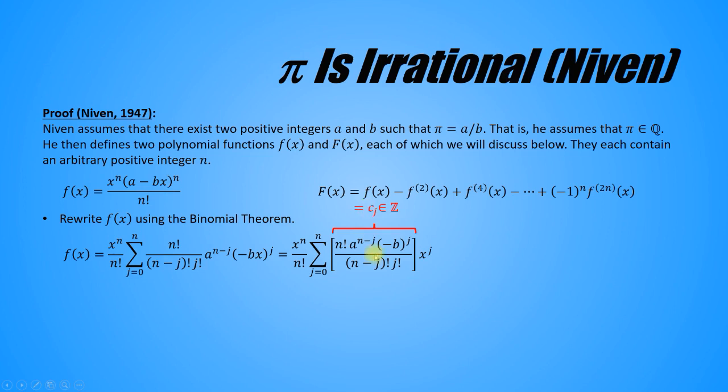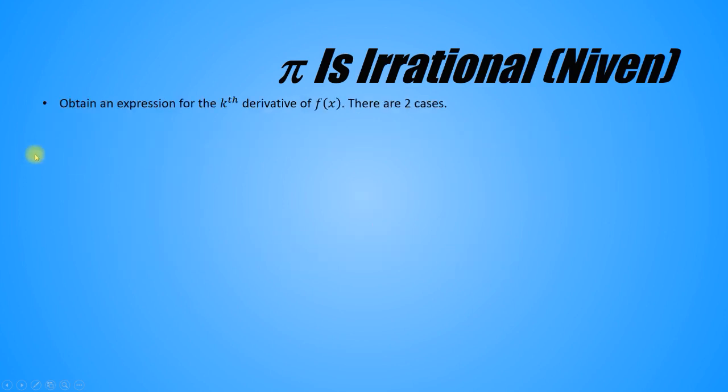I'm going to call it c sub j. And this is fine, because Niven's proof largely hinges on the coefficients of the function capital F being integers, and that's all we really care about here. And in this final step, I brought x to the n over n factorial inside the sum. Now, since capital F is expressed in terms of arbitrary derivatives of little f, I'm going to want an expression for the kth derivative of f. And there are two cases to consider. First, there's the case where 0 is less than or equal to k, which is less than n.